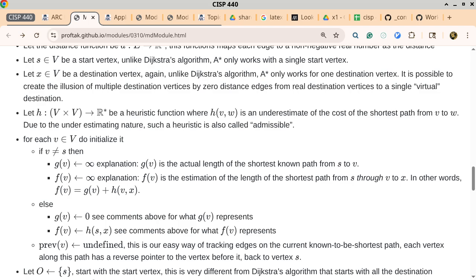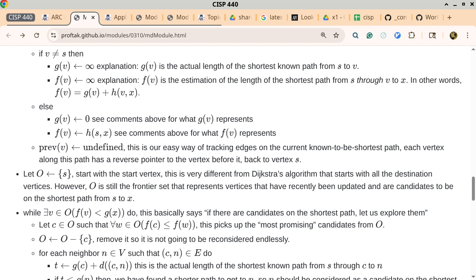So that's exactly why, for the start vertex itself, the G value is 0, because the length of the shortest path from the start vertex to the start vertex is 0, because you're already there. This is also why the F value of the start vertex is simply the heuristic value from the start vertex to the destination vertex, because we are still using the same equation here, except V is actually the start vertex. So are we doing okay so far with the initialization of the G versus the F value? We good? Okay, all right.